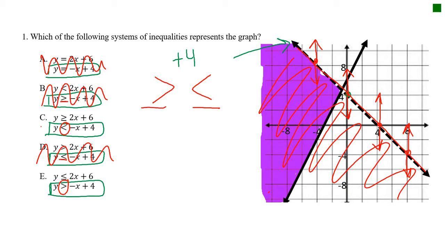my symbol has to be less than, right? So which one has that option? Option C. So C is my answer, okay? Again, it doesn't matter which line you pick. You can pick whatever you want, okay? So try the next one.